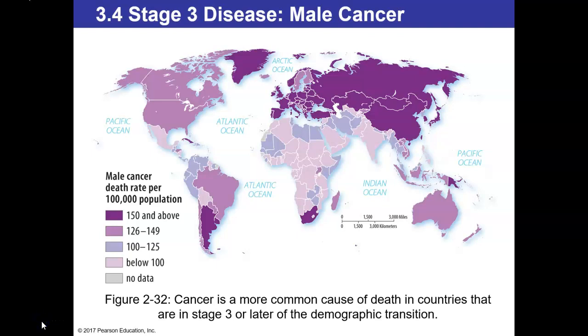Another stage 4 disease that I don't have a map for, but there is a map for it on page 65 of your textbook, deals with obesity. And so obesity is a health problem in the United States and is increasingly becoming a problem in Southwest Asia and North Africa. So stage 4 related deaths may have a lot to do in connection with obesity.